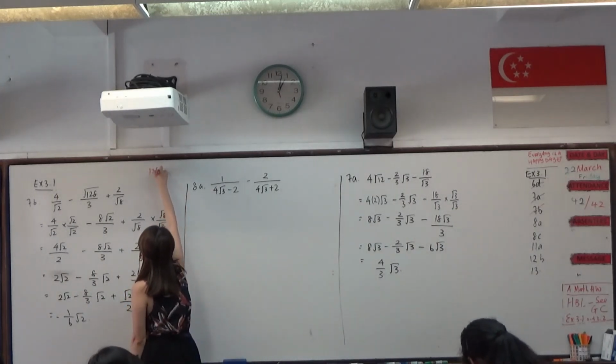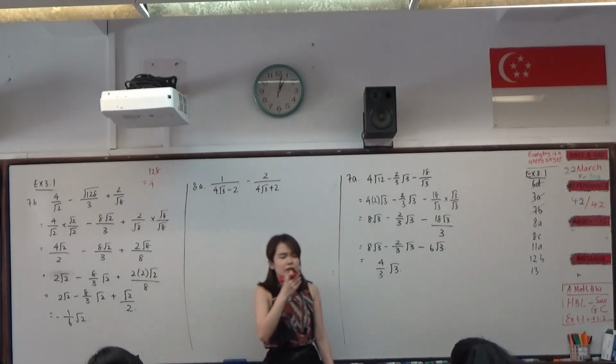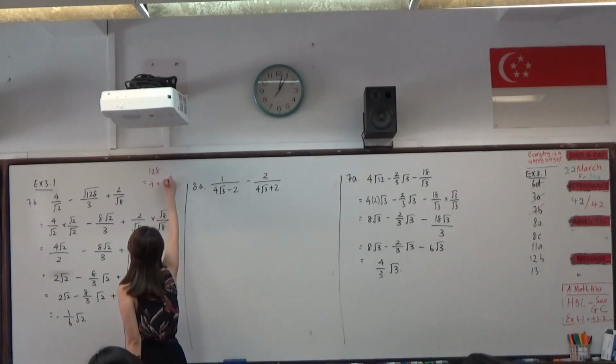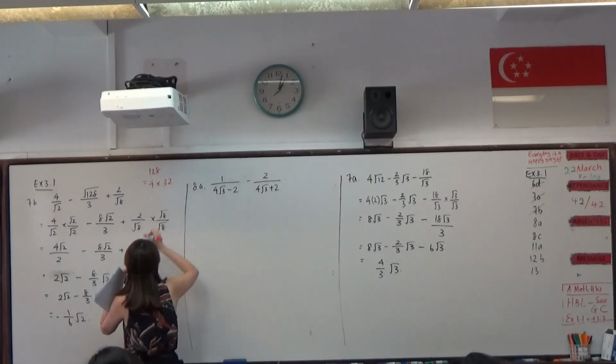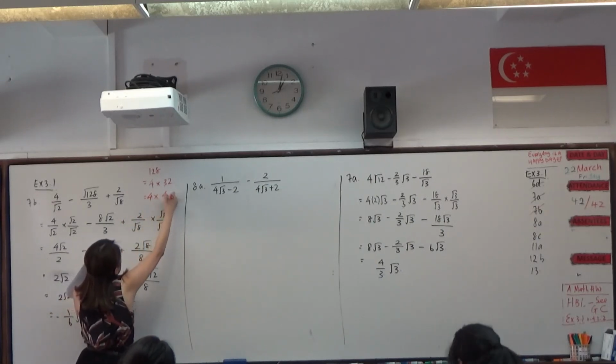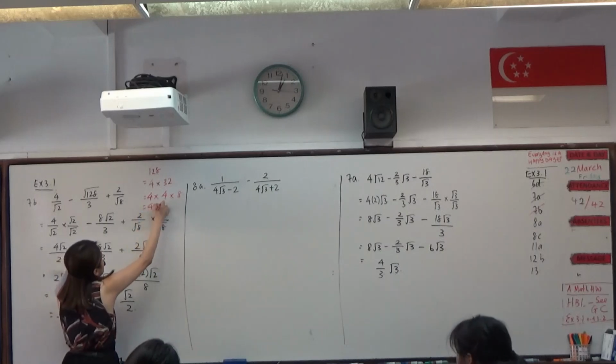So 128, I will usually do divided by 4 first. 128 divided by 4, using your calculator, you will get 32. For 32, I know that there's still some more perfect square inside it: 4 times 8, and then 8.